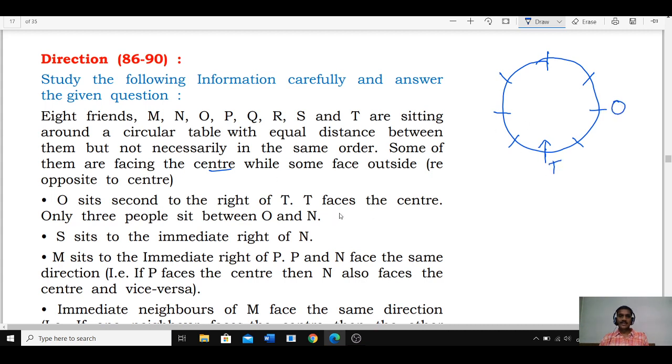O ikkada. And 3 people between O and N ikkada. S sits to the immediate right of N now. S is to the immediate right of N ante S ikkadaina undochu, ikkadaina undochu. 2 different points.